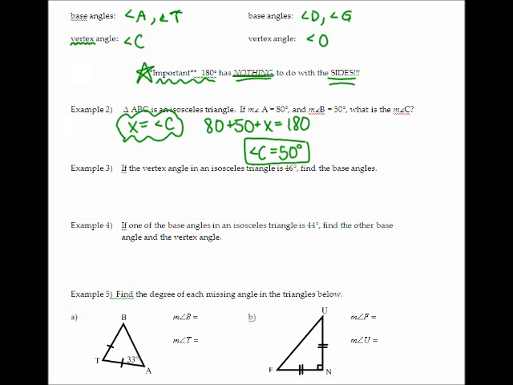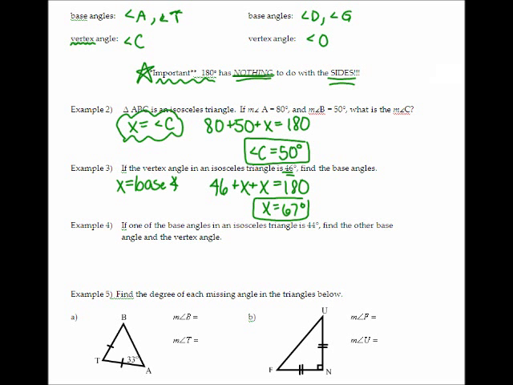The vertex angle is 46. Now this one's interesting. I'm going to let x equal a base angle. My vertex angle is 46, plus I have two base angles that are the same measure, so 46 plus x plus x equals 180. You can simplify and solve, pause here, do this on your own, guys. You should get x equals 67, so the base angles are 67 degrees each.